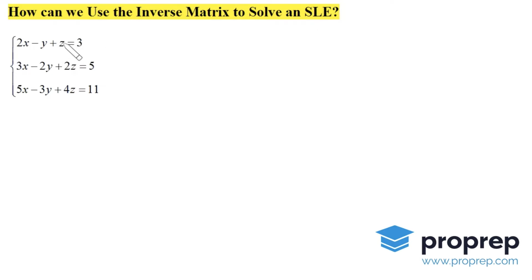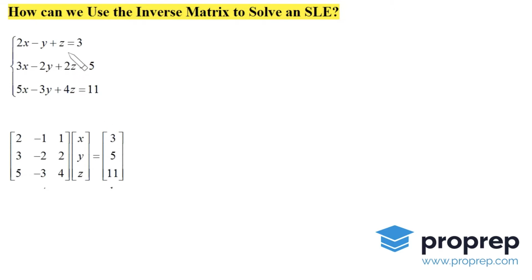Here's a system, 3 equations and 3 unknowns. And we can write this system in matrix form. If we write it like this, take the coefficients of the left-hand side, put them in a 3 by 3 matrix, put the variables in a 1-column matrix, and the right-hand side, this is matrix multiplication.